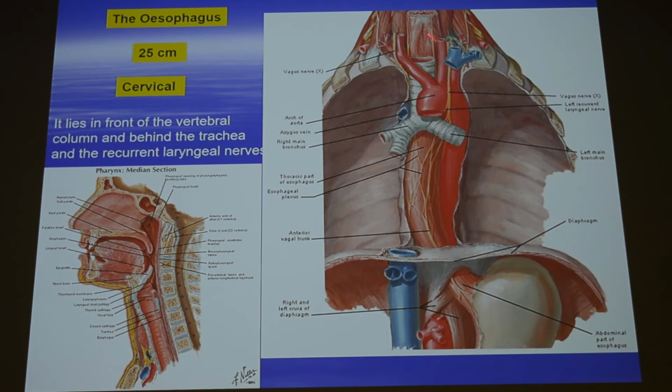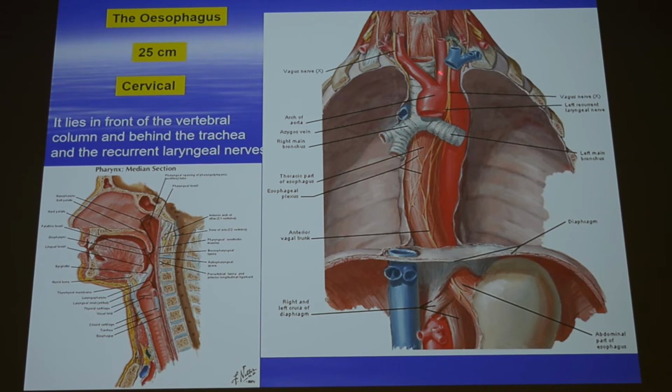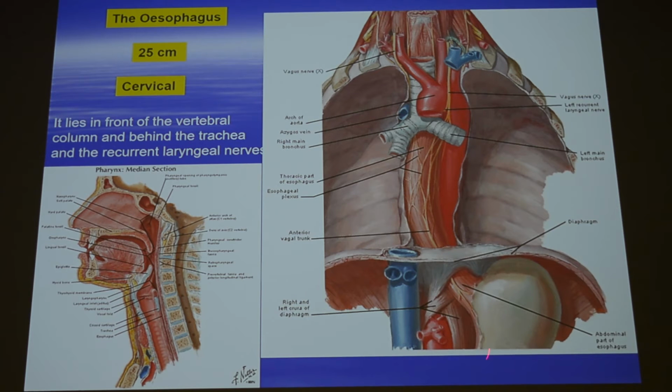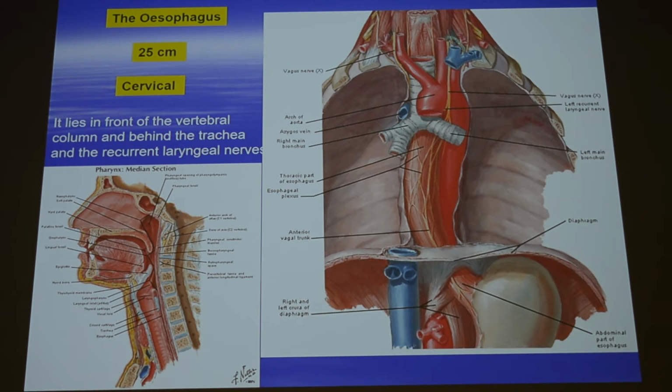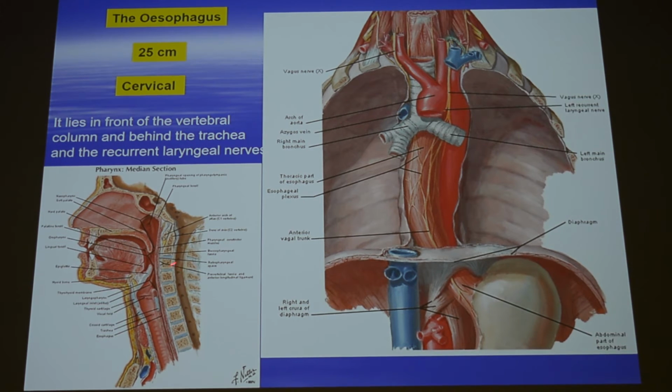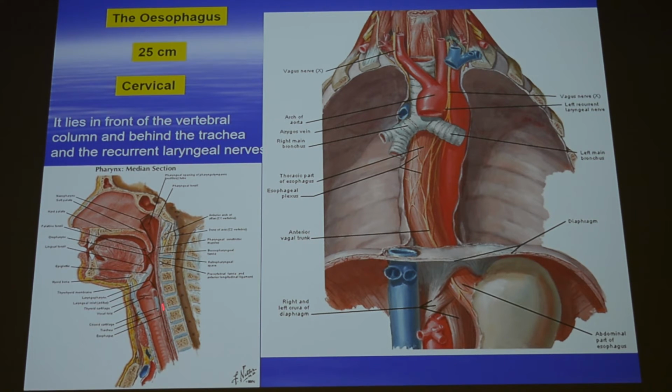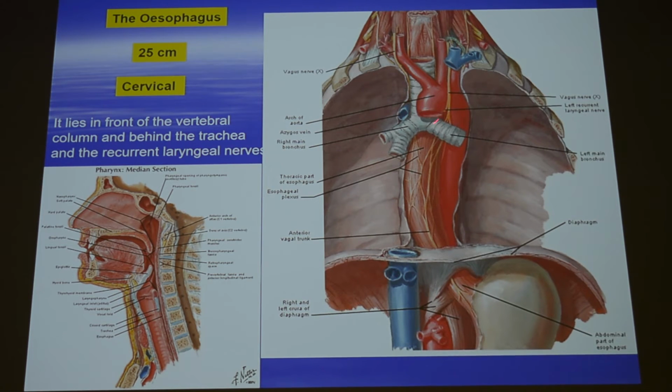Right, so it has a cervical part in the neck, and then it has a thoracic part in the thoracic cavity, and there is a small portion of it that is in the abdomen where it joins the stomach. Now the cervical part is here, where it is located behind the trachea. Okay, so that is the trachea.